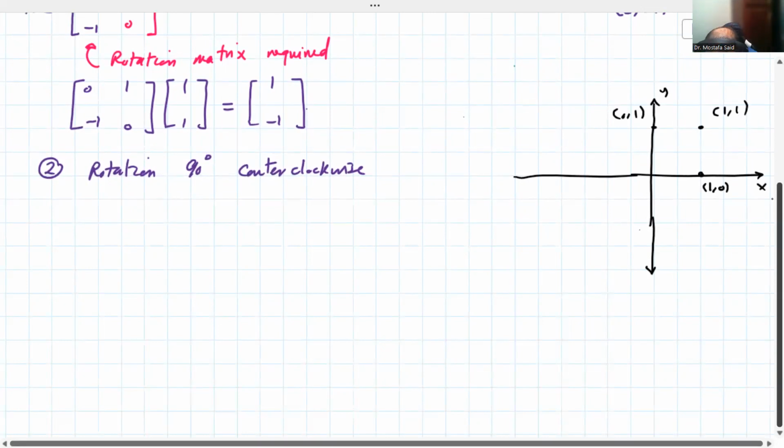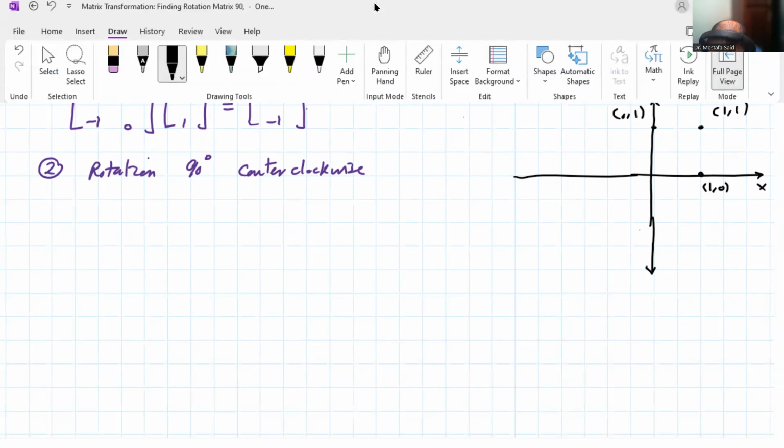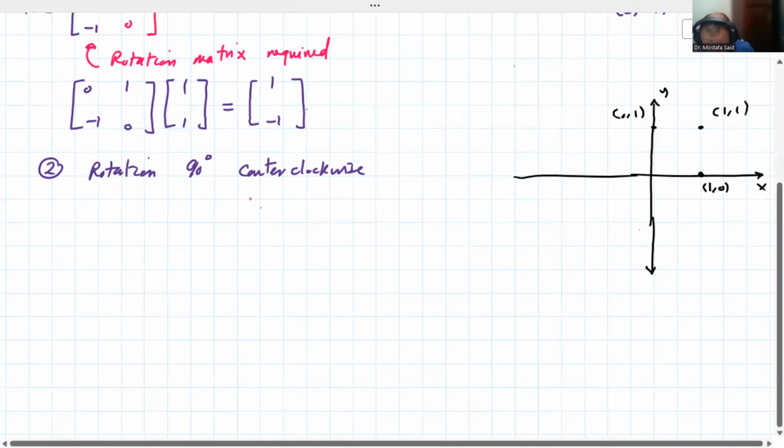Okay, so we want to find the transformation matrix. We're going to apply it to the 1, 0 first. So when we do this for 1, 0, let's do this with red, for example. The 1, 0, rotated 90 degrees counterclockwise. Counterclockwise is this direction. So we're going to move 90 degrees, and remember, this is 90 degrees, so it's going to end up here. So the first column, 1, 0 in the identity matrix, will be 0, 1. That's the new location of the 1, 0.